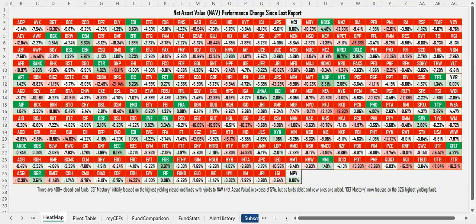The Closed-End Fund Mastery Heat Map tracks the net asset value performance change since the fund last reported. What's so significant about what this heat map indicates is how well a fund's net asset value performance has done since it last reported. And this is the fund's net asset value price. It's not the fund's market price.